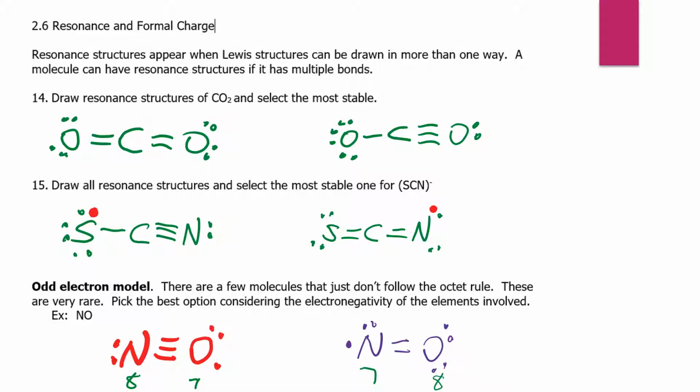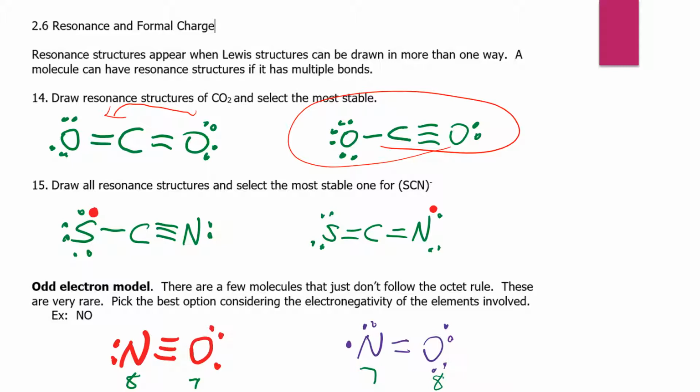We also talked about resonance and formal charge. Resonance is the idea that the electrons are not static, that they can shift around from element to element. And in number 14, we are seeing an electron from this oxygen actually shift over to that oxygen and create this shape. We're not adding any new electrons to the mix, we're just moving them around.